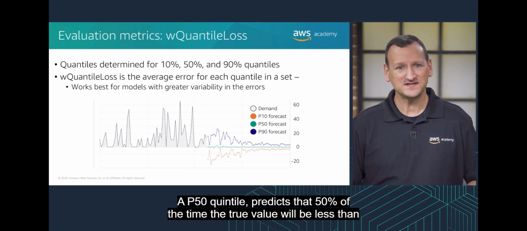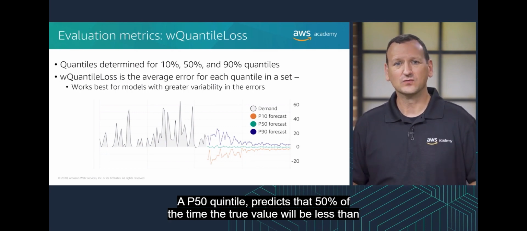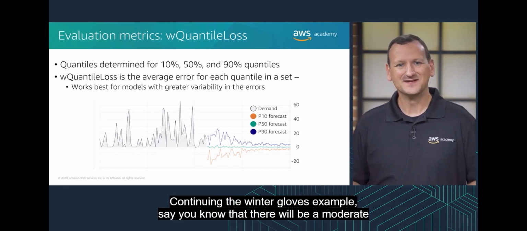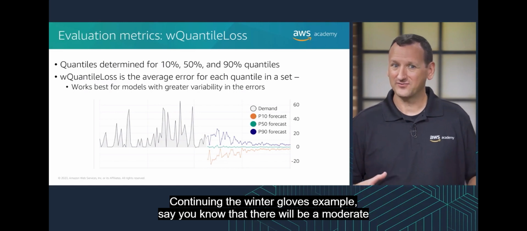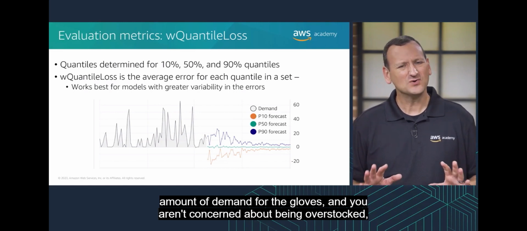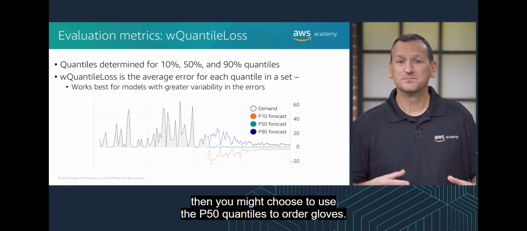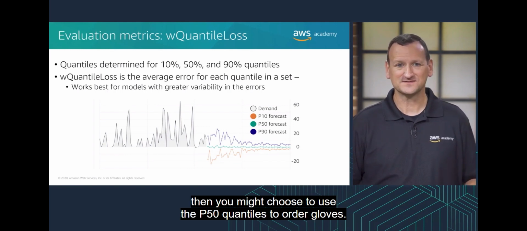A P50 quantile predicts that 50% of the time the true value will be less than the predicted value. Continuing the winter gloves example, say you know that there will be a moderate amount of demand for the gloves, and you aren't concerned about being overstocked. Then you might choose to use the P50 quantile to order gloves.